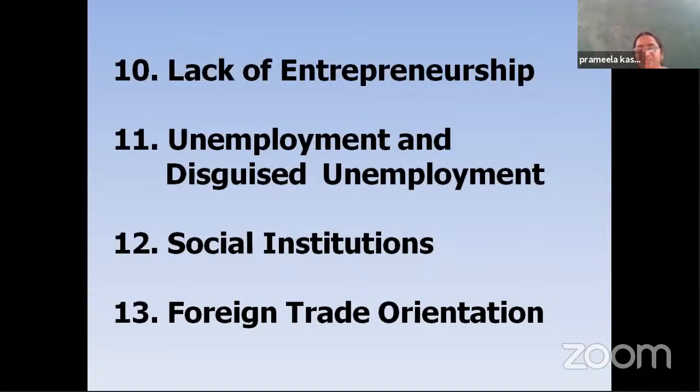Due to this disguised unemployment, the productivity of agriculture decreases and the poverty conditions increase, mainly in rural areas. So this is one of the important characteristics. That means unemployment and disguised unemployment we can find in developing economies due to underdevelopment of the industrial, service and agriculture sectors in the economy and increase in population. So next, the 12th point is the social institutions. If we go to the social institutions, the people give high priority to social beliefs and customs, and they follow traditional attitudes.